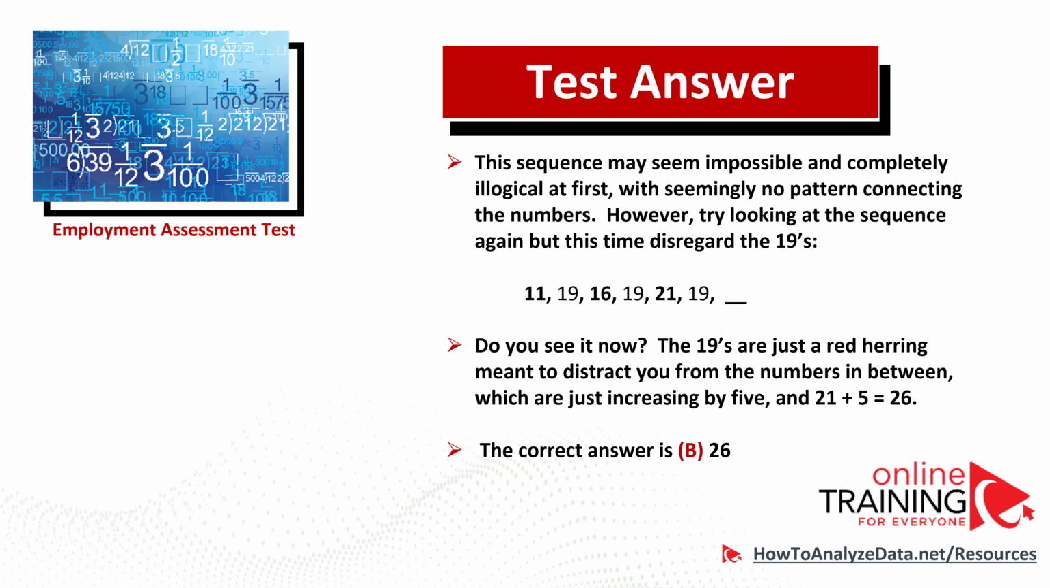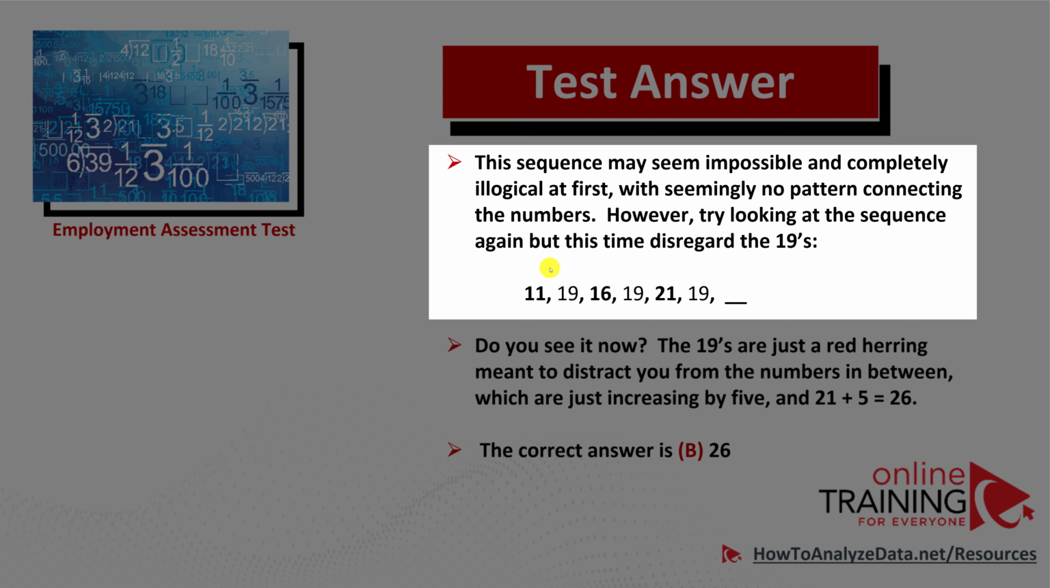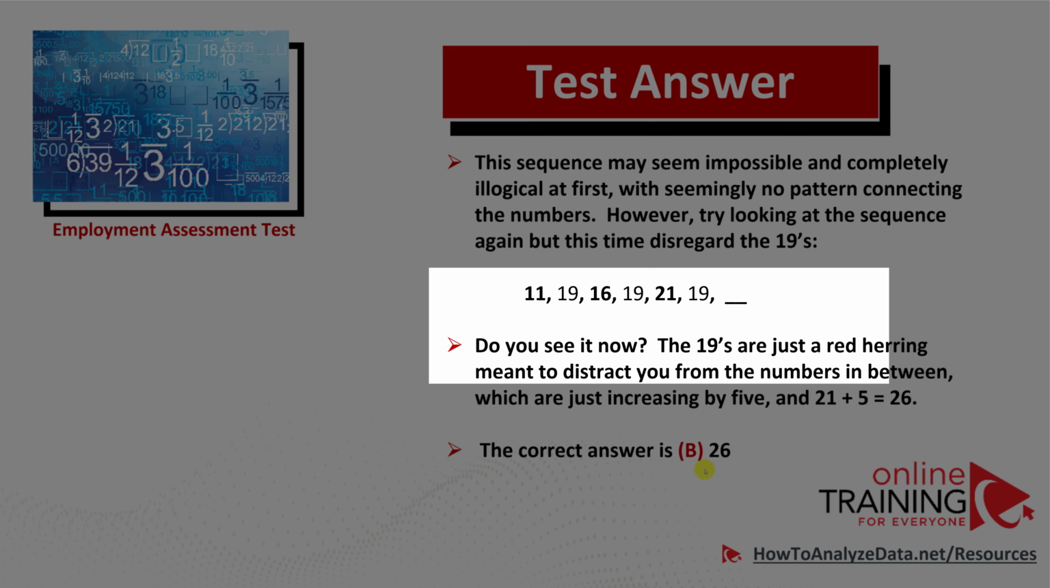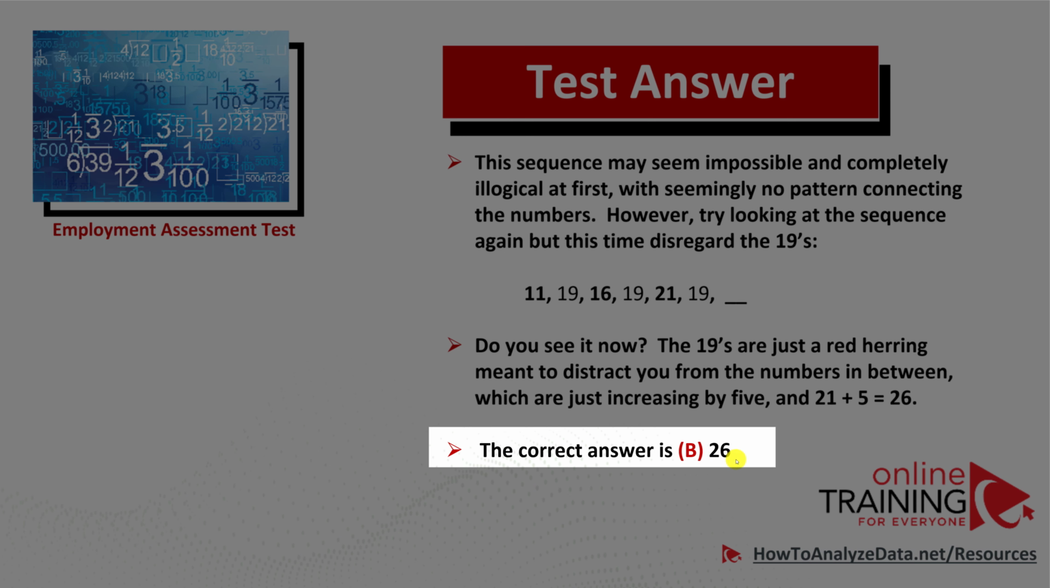The sequence might look impossible to solve, but if you remove number 19, you come up with a very logical and very simple sequence. You have 11, 16, and 21. You see that each next number increases by 5. And numbers 19 are just the distractions from numbers in between. So the next number would be 21 plus 5, which is 26. So the correct choice here is choice B, 26.